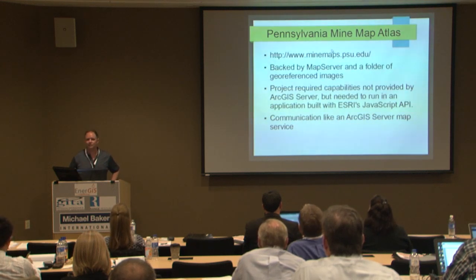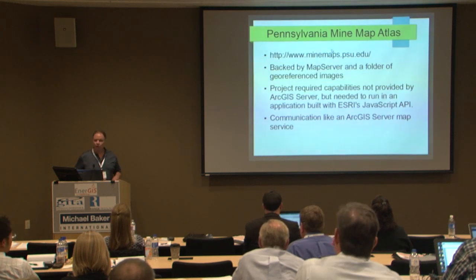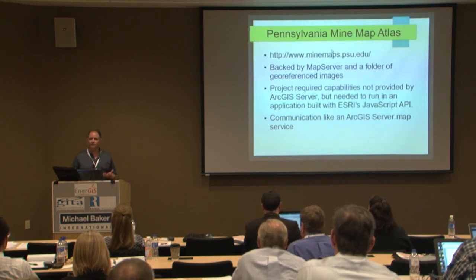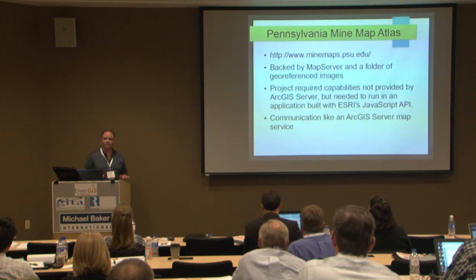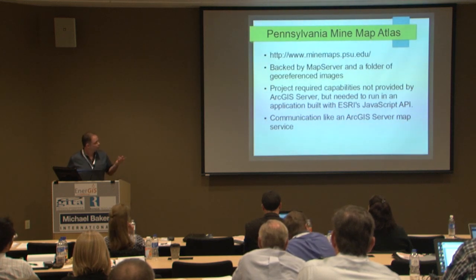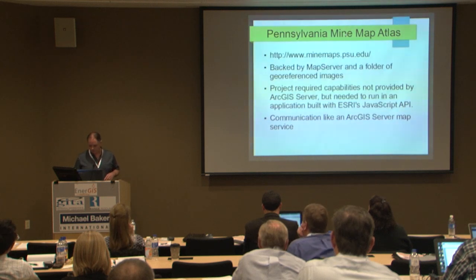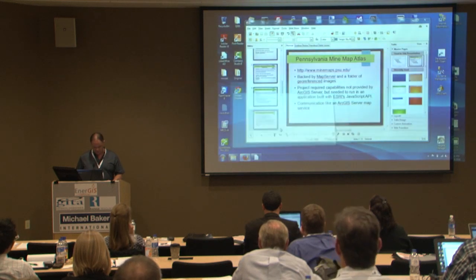Even if it did, every time you updated it, you'd have to republish that thing with thousands of layers. What they wanted was just to take the scans they're getting from DEP, drop them in a folder, and replace the index file. They wanted it to be that simple. So since ArcGIS Server wouldn't do it, I basically implemented the GeoServices REST API. Let me show you that.